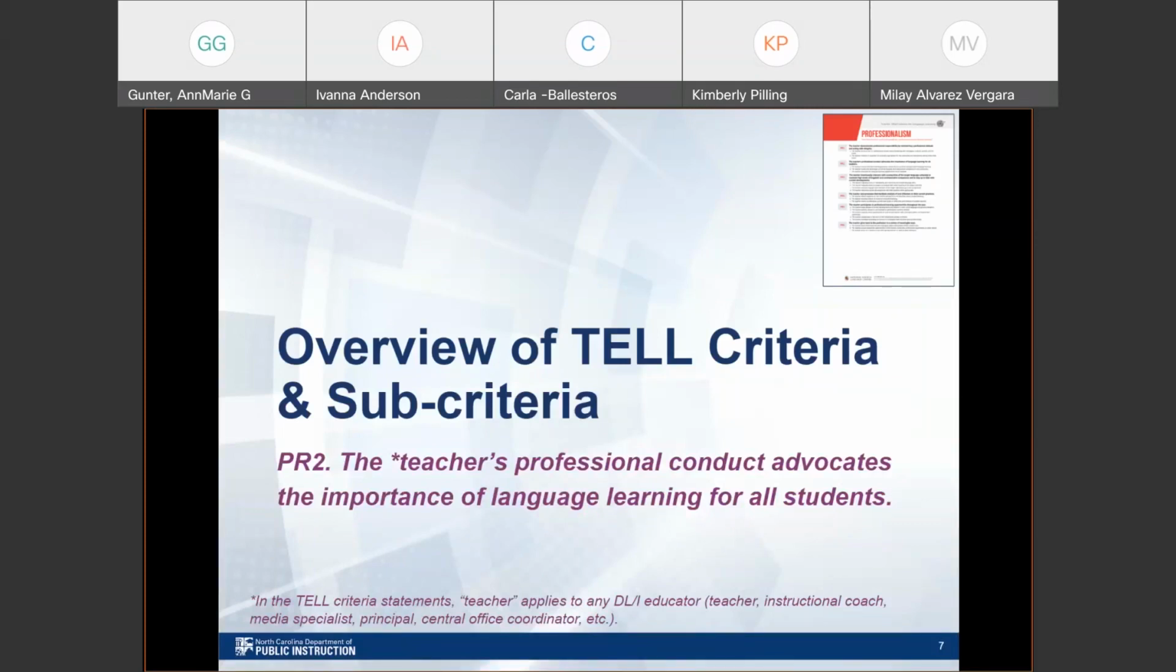the teacher's professional conduct advocates the importance of language learning for all students. I want you to pause for a moment and think about that. As we mentioned before, teacher in this case applies to any DLI educator, regardless of what role you have. But think about the importance of language learning for all of your students. How do you frame that out in your mind? And how do you ensure that your professional conduct reflects that?